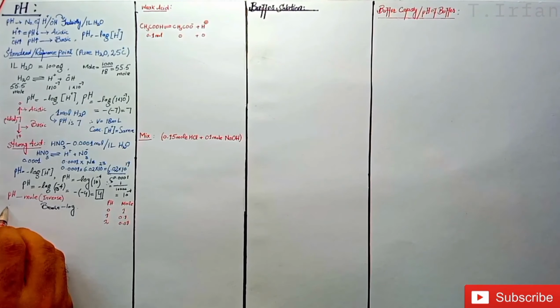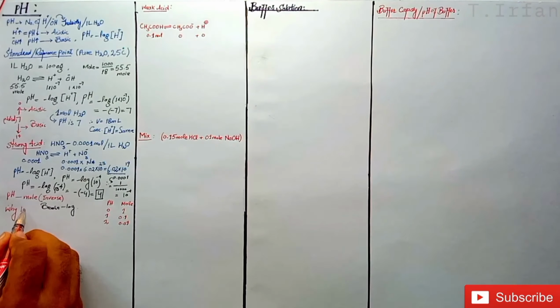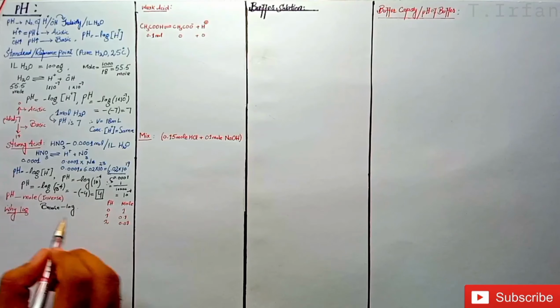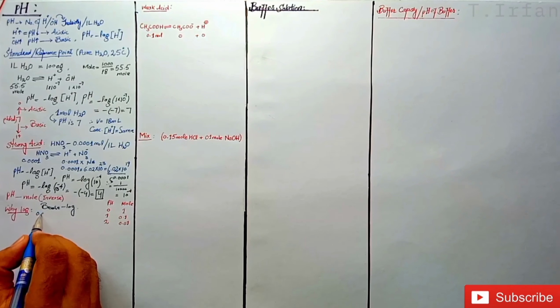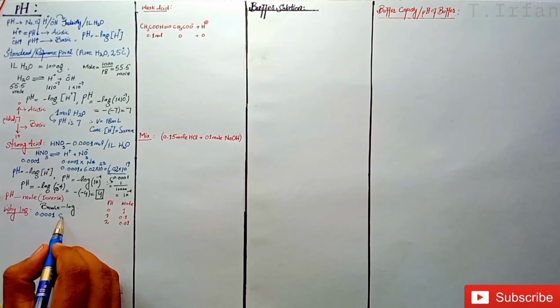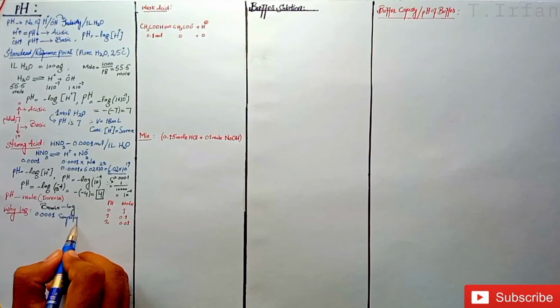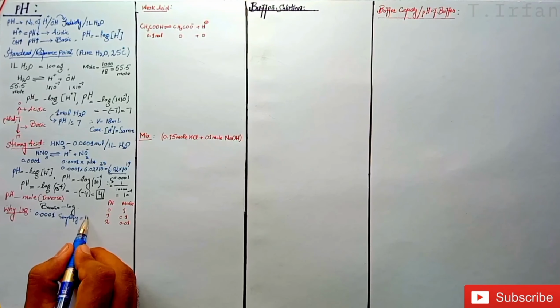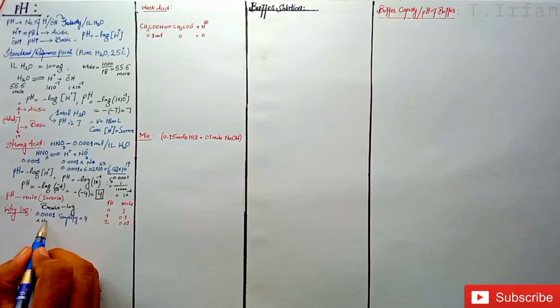Now the question is this: why do we take the negative log of hydrogen ions? This is because the number of moles is very small and the number of particles is very large. We just simplify the number by taking the negative log.